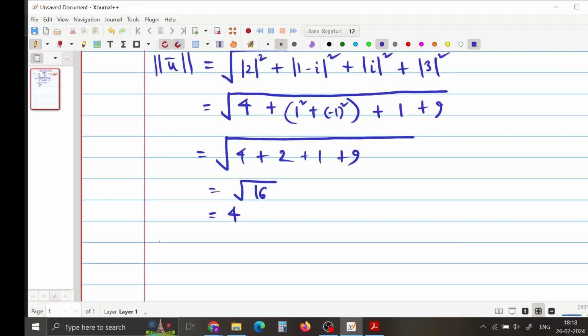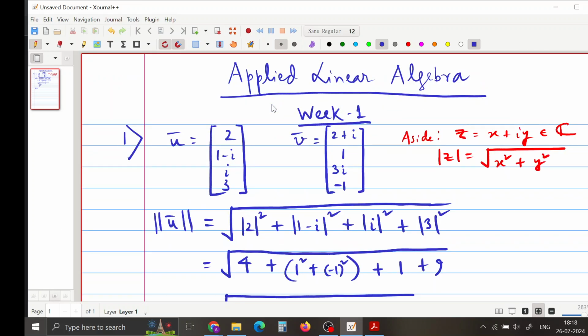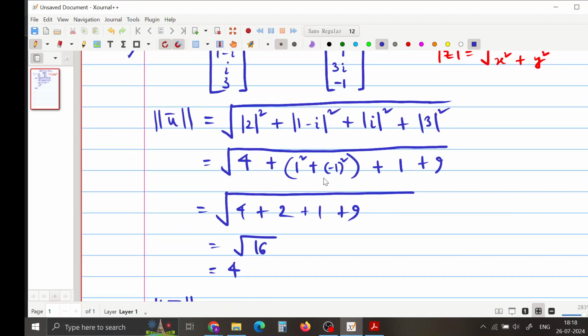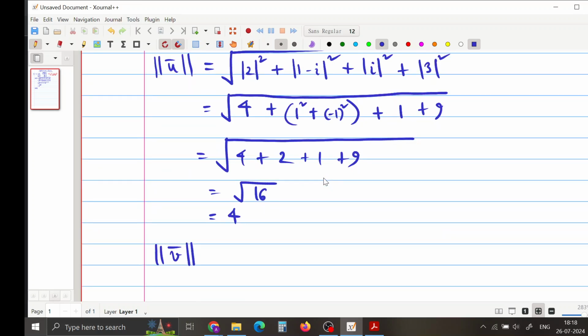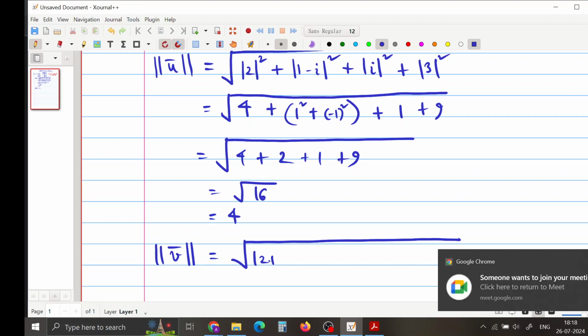Similarly, you can find the norm for v. This is the notation. So what is v? v is another complex vector with these entries: 2 plus i, 1, 3i, and minus 1. Again, using this formula of norm, we will compute its norm. So it's the square root of mod of 2 plus i squared.